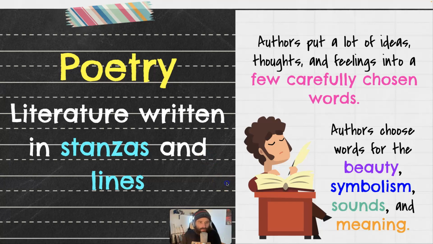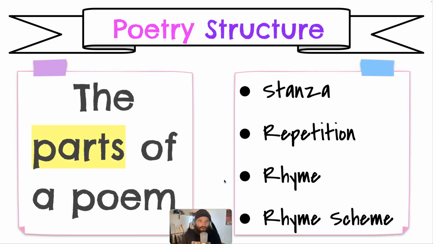So what is a line of poetry? Sorry, hold on. Poetry structure, the parts of a poem. So how is a poem structured? How is a poem made? It's made through stanza, repetition, rhyme scheme, and of course lines.